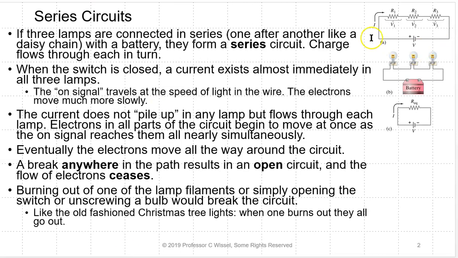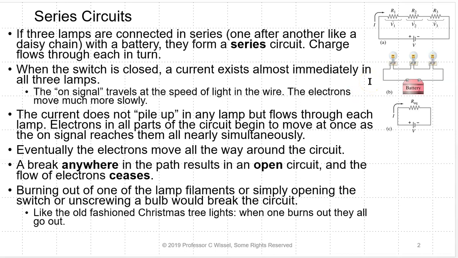Three lamps are connected in series, one after another, like a daisy chain with a battery. They form a series circuit. In other words, there's only one path for the charge to flow, and the charge flows through each in turn. When the switch is closed, the current exists almost immediately in all three lamps. The on signal travels at the speed of light in the wire.